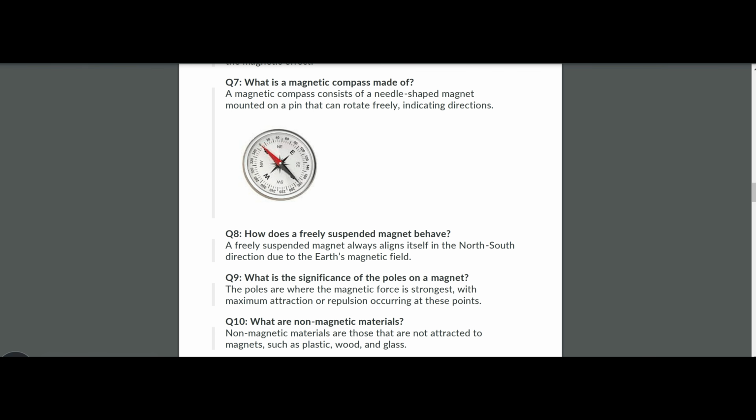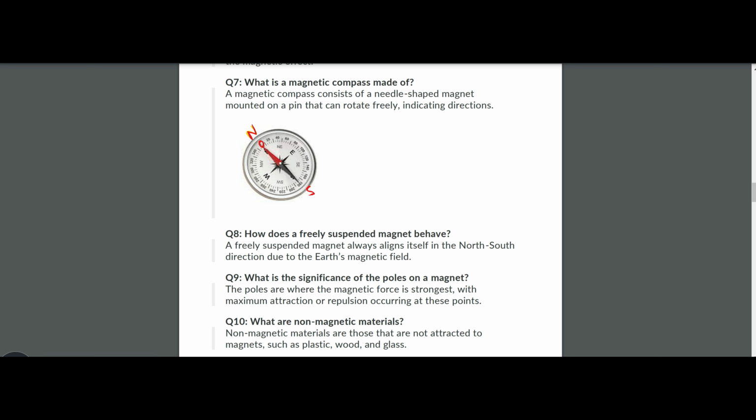Now you see, what is a magnetic compass made of? A magnetic compass consists of a needle-shaped magnet mounted on a pin that can rotate freely, indicating directions. Here we have one pin. That red color marking indicates which direction? North direction. Yes. And the other side indicates south direction. Now you see, this is 0 degrees and the other side will be how much? 180 degrees. Okay, this will indicate the north pole and the south pole.